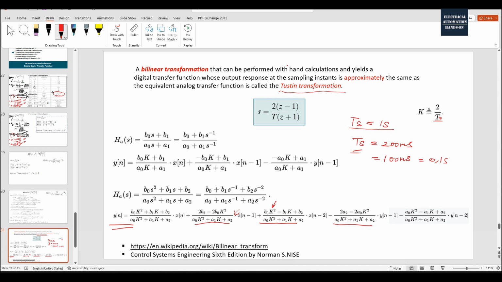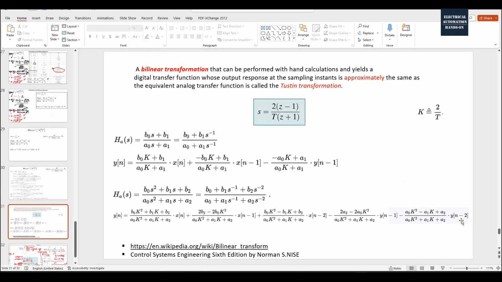Take care, your sample time must be as short as possible. You'll see when you pick the sample time here, all those K will be changed, okay? Because K comes from this calculation. So typically the K is equal to 2 over 0.1, which is equal to 20, if the sample time you are picking is 0.1 second. Take care of these requirements while using the Tustin transformation.